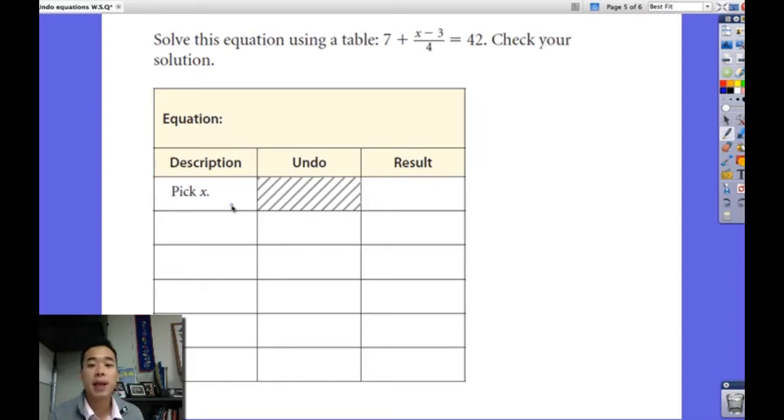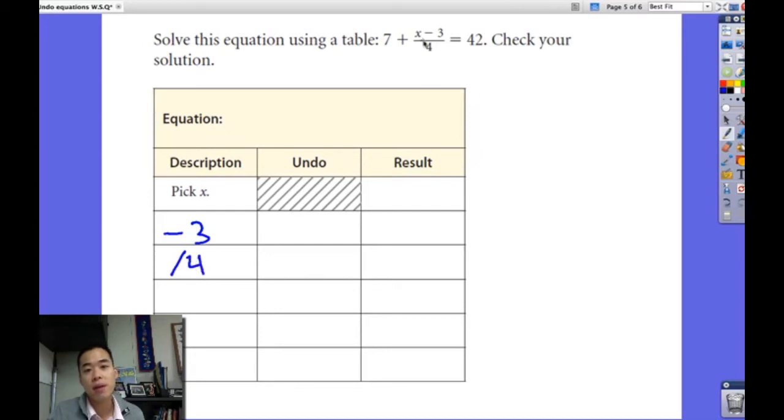So here we go. Pick x. So here's my x. Okay, it's right there. What is the first thing that happens to it? Well, it is going to be minus 3 because it's on top of the dividing by 4. After subtracting 3, the whole result is then divided by 4.